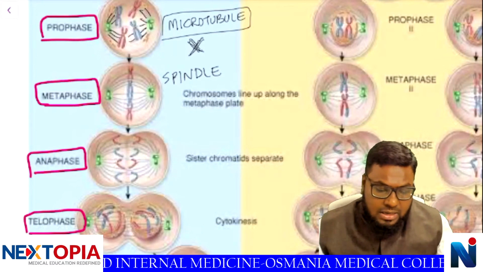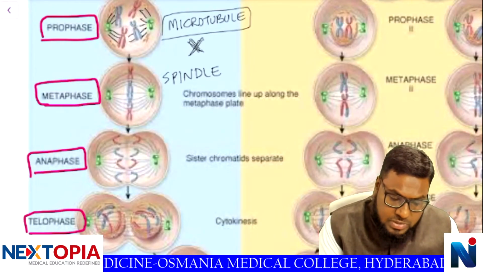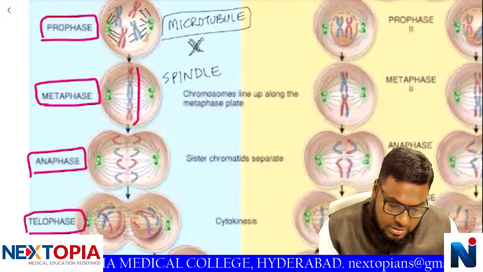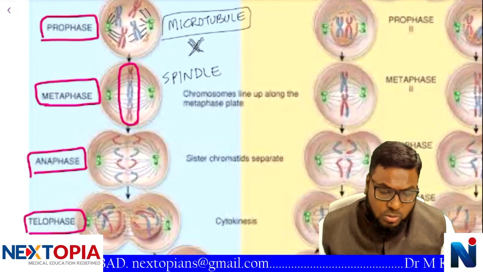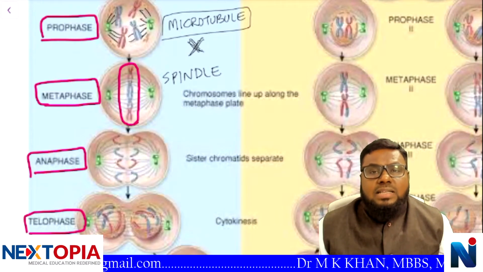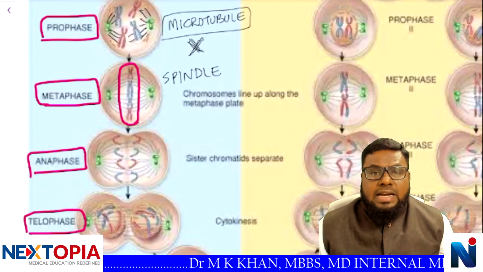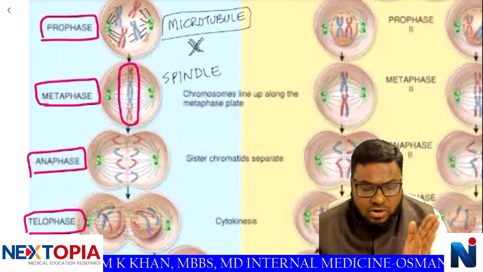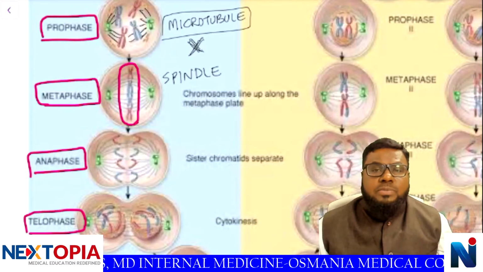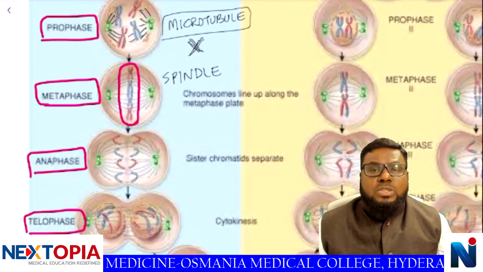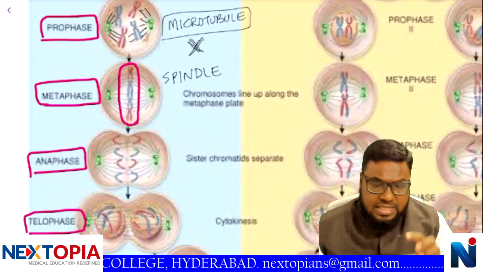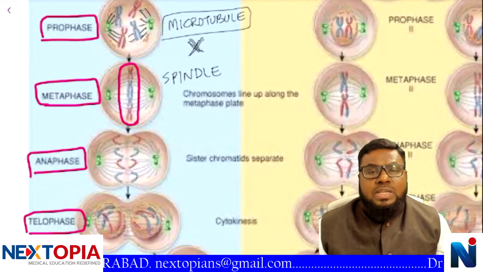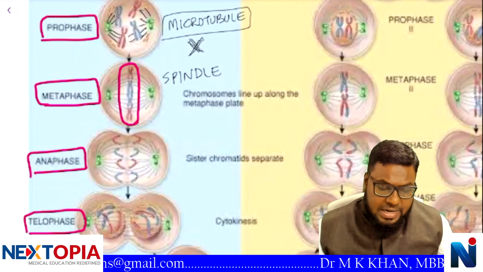Meta means middle. If you can see in the diagram, the chromosomes have moved to the middle. A spindle is formed, and in between the two centrioles, at the equator of the cell, something like an equator is formed. The microtubules are attached to the spindles here. If you can see the threads of microtubules there, this stage is referred to as metaphase.